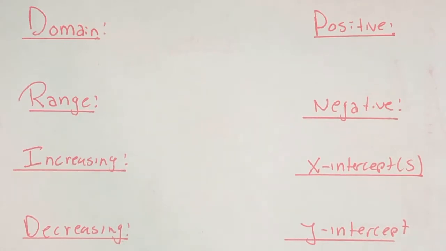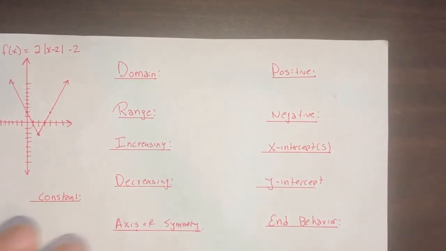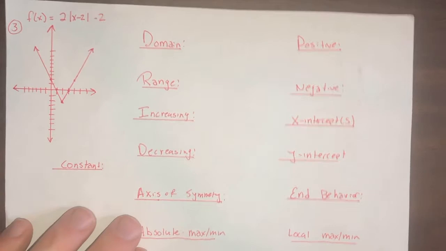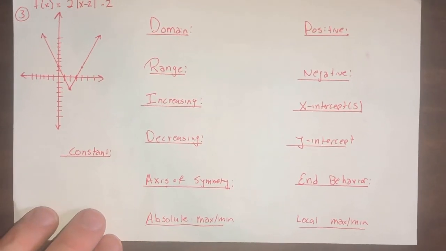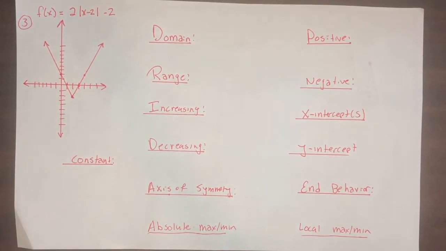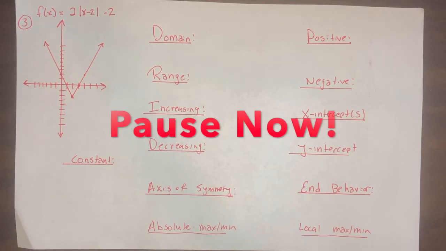I have the function f of x equals 2 times the absolute value of x minus 2, minus 2. Let me zoom out. I'm going to pause the video. This is what I need you to find. Pause your video on your end. Answer every single bit of information. And then when you're ready to check your answer, unpause, and I'm going to solve it for you.